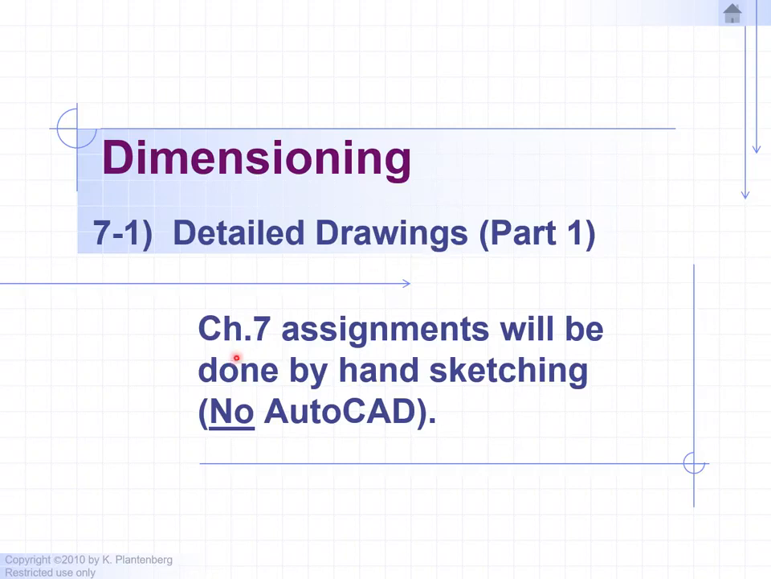So the Chapter 7 assignment will be done by hand. So hand sketching, no AutoCAD. Okay, Chapter 8, we will be dimensioning, adding measurements in AutoCAD. And if you're using an old textbook, maybe a textbook 5 years or older, this would be in Chapter 4. For the newer textbooks, this is Chapter 7.